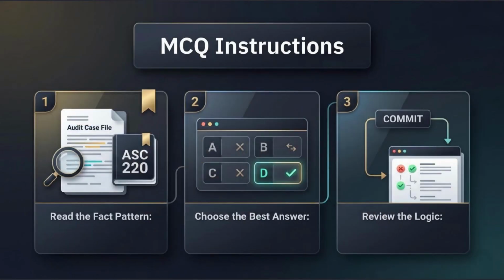For every multiple choice question, use 3 steps. First, read the fact pattern and identify the concept being tested. Second, evaluate all 4 options and remove the clearly wrong choices. Third, review the answer logic even if you selected the correct option. That review is where the scoring improvement happens. Sometimes the exam is not trying to trick you. Sometimes it is simply checking whether you read one important word carefully. Choose your answer with discipline, then compare your reasoning with the explanation.